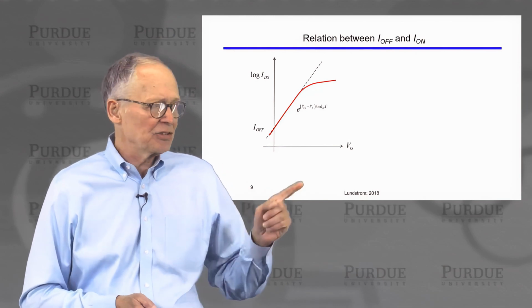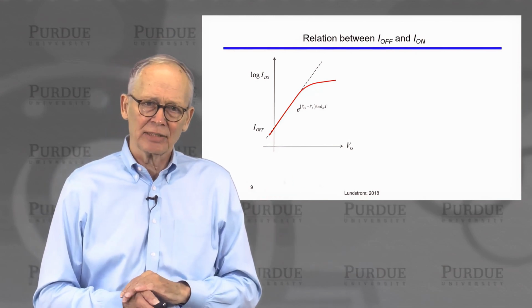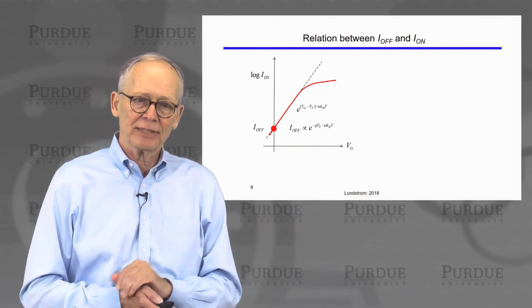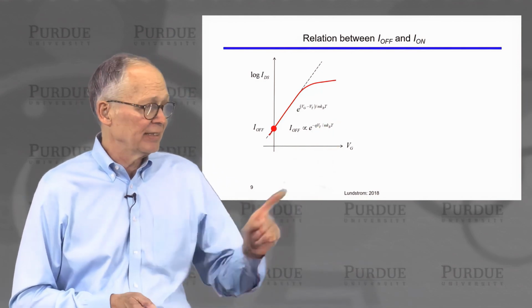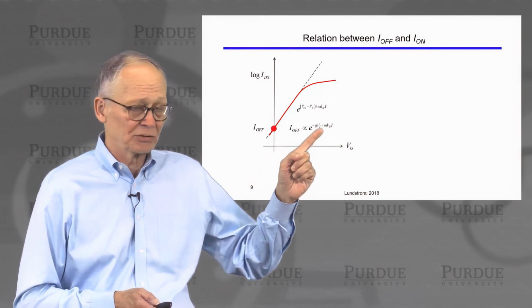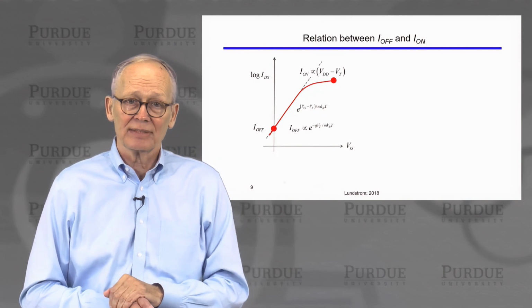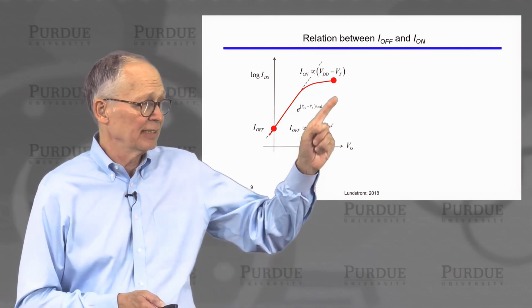Now, there is also a relation between the off current and the on current that it's important to be aware of. The off current goes exponentially with Vg minus Vt. The off current is measured at 0 gate voltage. The on current goes linearly with gate voltage minus Vt.